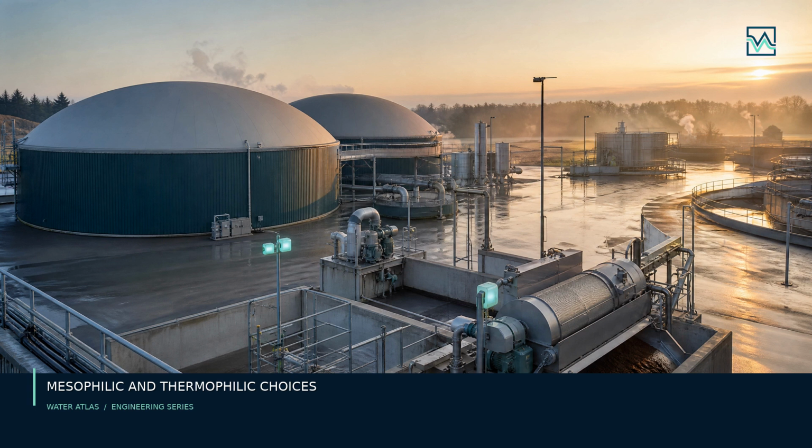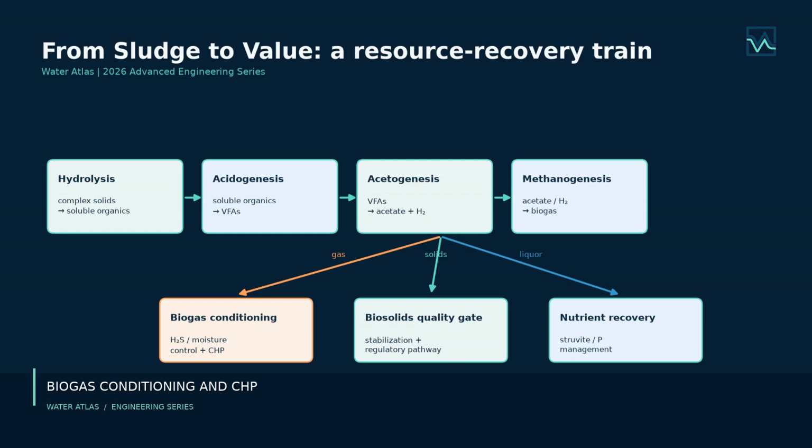Therefore, engineers monitor the volatile fatty acid to alkalinity ratio as a leading stability metric. Total alkalinity, provided primarily by bicarbonate species, buffers the system against acid accumulation. A healthy digester maintains a VFA to alkalinity ratio below 0.3. When this ratio climbs above 0.4, it signals an imbalance between acid-forming and methane-forming bacteria, necessitating immediate operational intervention, such as feed reduction or alkalinity supplementation.